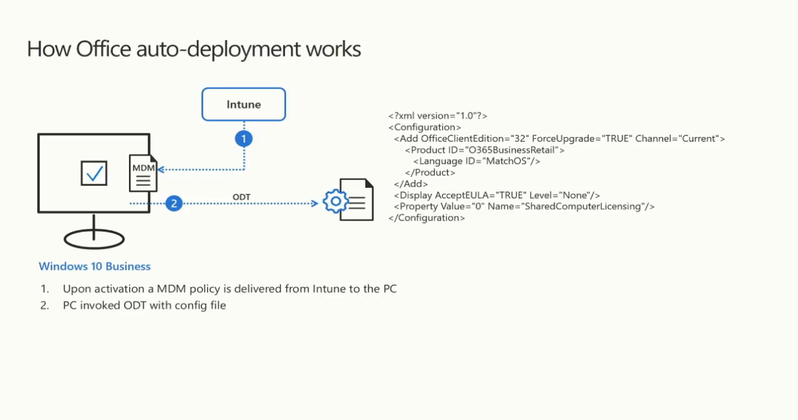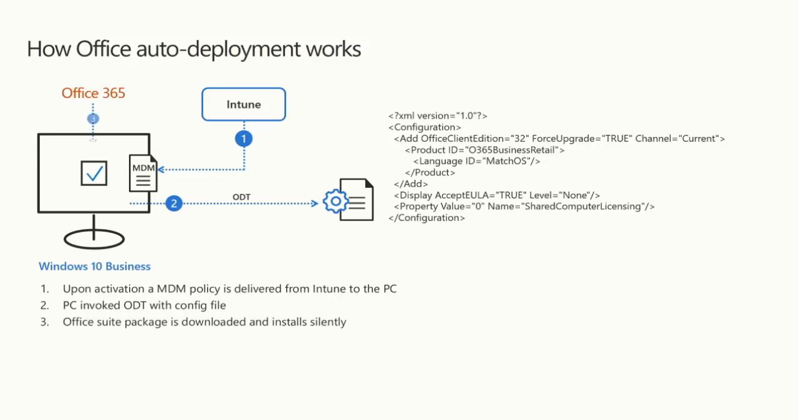It's called Office CSP, and with that Office CSP, Windows pushes not only the MDM policy, it also pushes the config file with it. Now the Office CSP, which is the Windows client code, takes the config file and invokes ODT, the Office Deployment Tool, downloads the Office Deployment Tool, passes the config, and starts executing that.